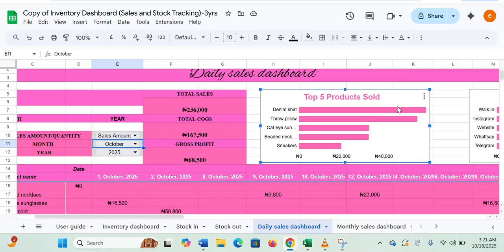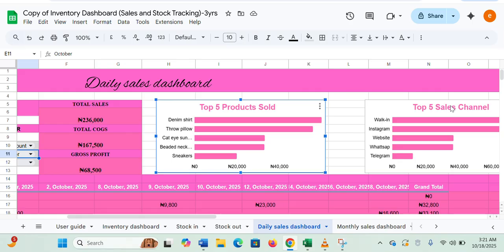Then you even want to know, how much did I make from denim shirts? 59,800. Do you understand? You want to know again, how much did I make from throw pillow? It is written here, can you see it? 55,700. How much did I make for cat eye? So this just helps you see into your business.